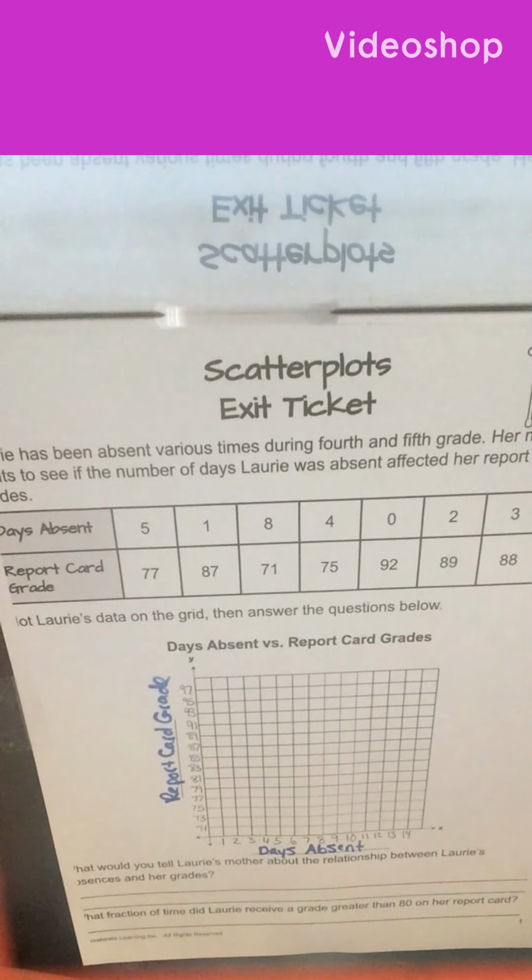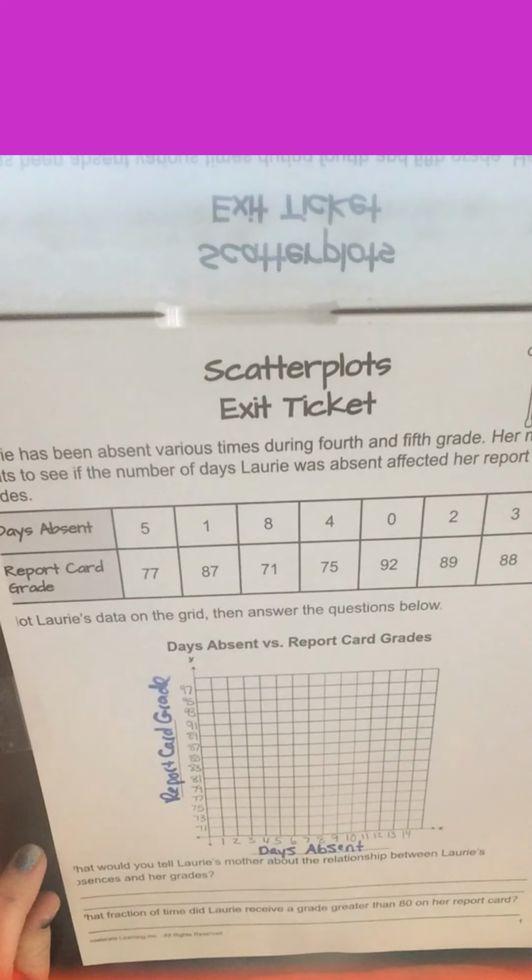Hi, fifth grade. I'm here today to talk to you about scatterplots. And the great thing about scatterplots is it's all based on what you already know from coordinate graphs. You've been doing coordinate graphs for a while now, so we're going to use that knowledge to help you solve for the scatterplots today.